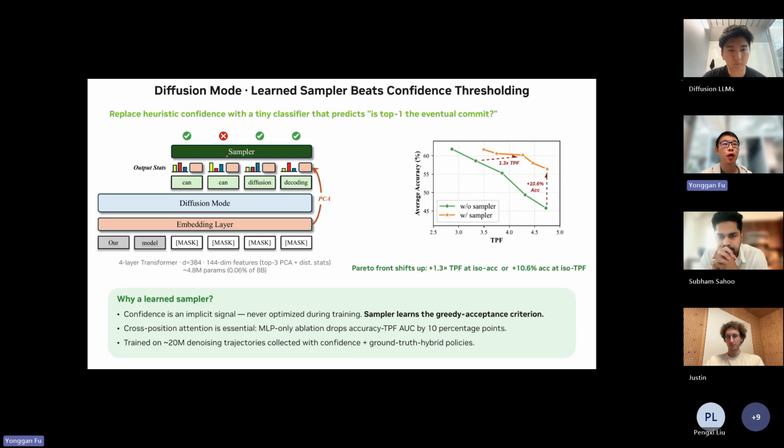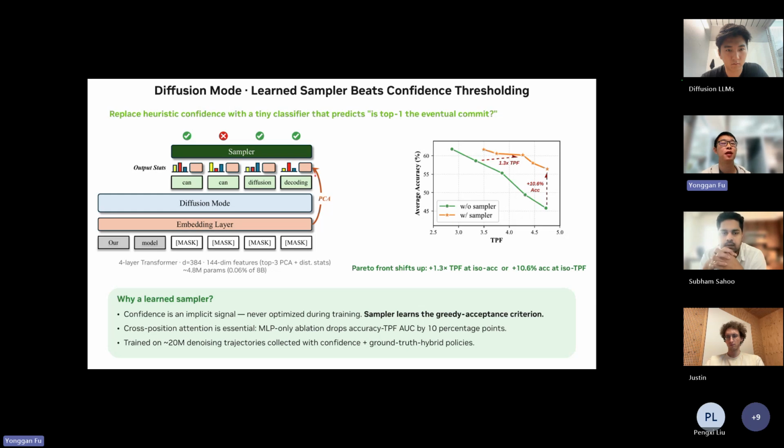So basically, after finishing the model training, we can use confidence-based sampling, and we can also train a sampler to accept or reject. It will make a binary prediction whether to accept or reject the current proposal from the diffusion model. We tried many variants for the input, but this can actually be very simple. We can simply input the confidence scores and the top 3 tokens' embeddings.